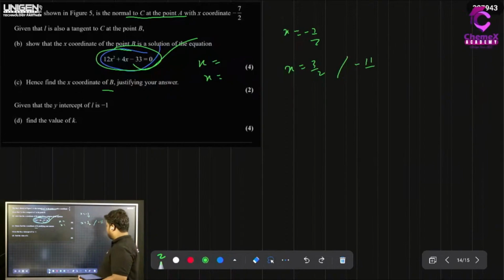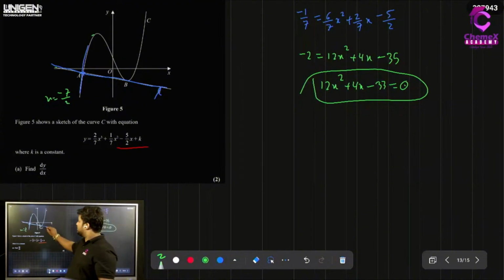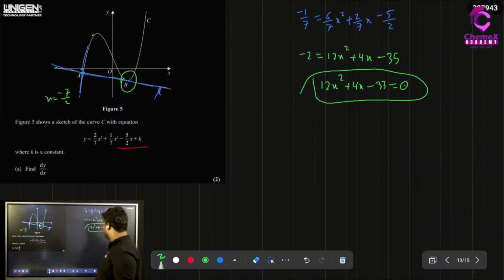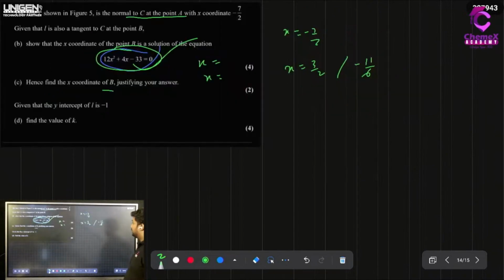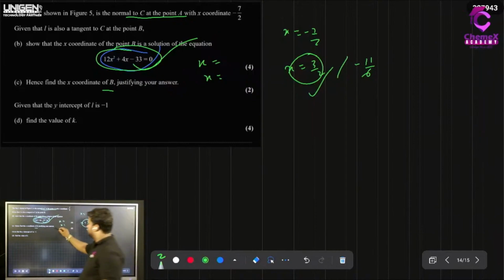Now go to the graph and check. We need the B coordinate. It's going to be a positive value, right? Not the A. So it's not the A place. So what is it going to be there? 3 over 2. So its coordinate is 3 over 2. Got it? So the answer is just 3 over 2.